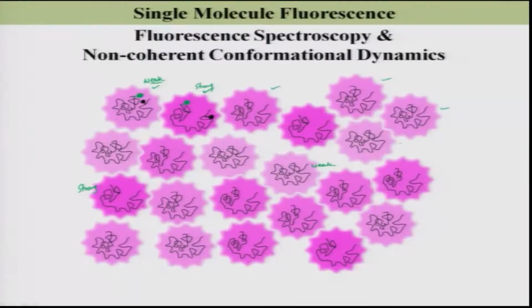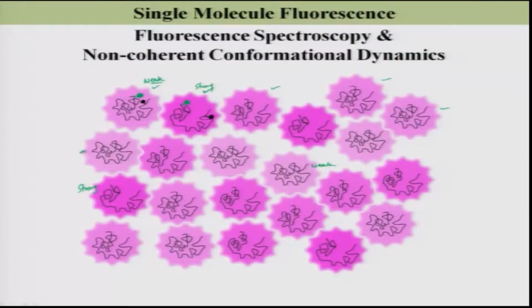So, as I can see by my eye in this particular PPT slide, this is strong, so this must be open; this is closed, so this is weak, so this must be closed, and so on and so forth. But it is possible for me because I have only 1, 2, 3, 4, 5, 6, 7, 8, 9, 10, 11, 12, 13, 14, 15, 16, 17, 18, 19, 20, 22 such molecules.